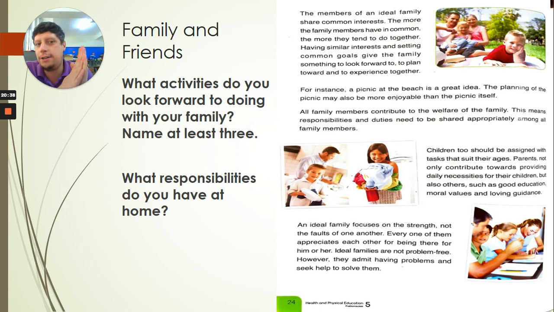So, questions for this page. What activities do you look forward to doing with your family? Name at least 3. Okay, so hopefully you've answered that already. And what responsibilities do you have at home? So what do you need to do at home to help out with your family? Okay, nice easy questions, not too much this week.